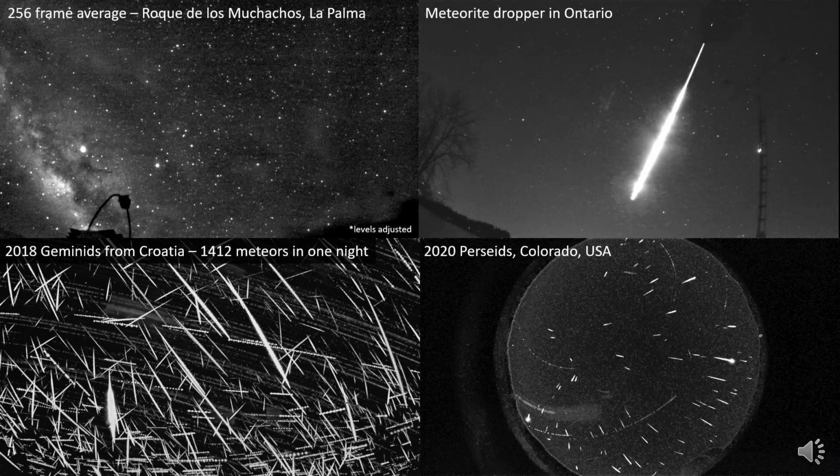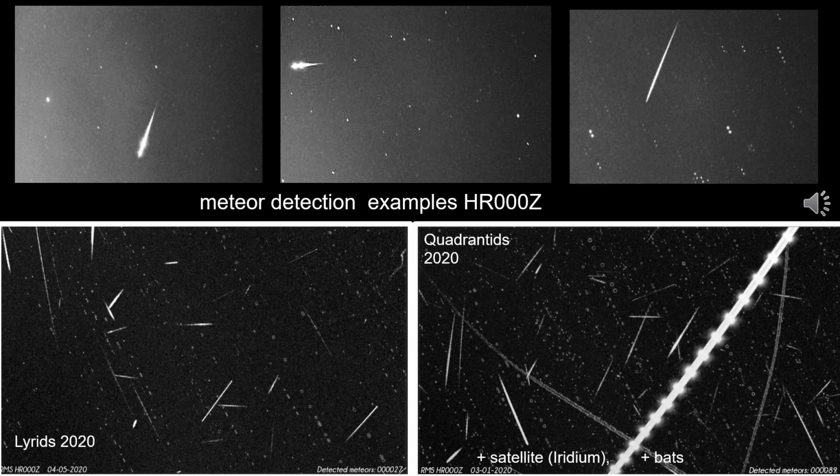Here are some examples of the data we got. Upper left, a very dark place on the Canary Islands, La Palma. Upper right, one meteorite dropper in Canada where you can see a few fragmentations. Lower left, if there is a very active meteor shower, you can have more than 1,000 meteors in one night per camera. Lower right, finally, an all-sky camera which is not used usually for trajectory purposes because of its low resolution. And some data from our RMS camera.